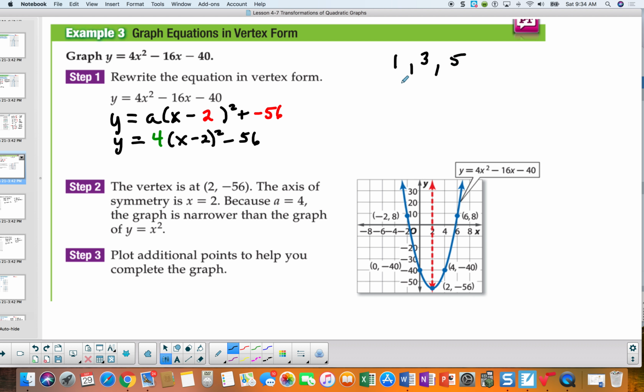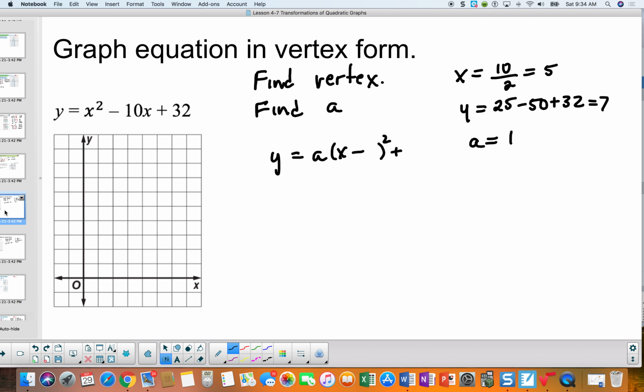So for every unit 1, you're going to go up 1 if a is 1. Now since a is 4, then you're going to multiply all these by 4, and this will be 4, 12, and 20. So when you move over 1 unit, you're going to go up 4. When you move over the next unit, you're going to go up 12. And this is how we start graphing this.